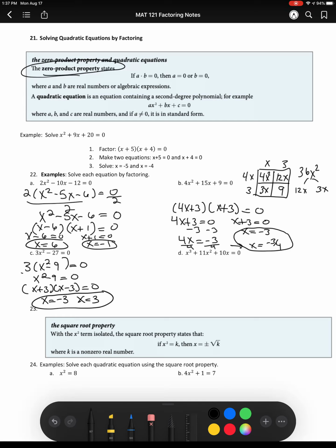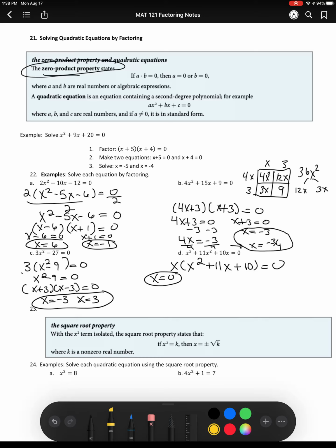Last one like this. For D, it's x cubed plus 11x squared plus 10x equals 0. I want to factor the x out of each one. So I'm left with x times x squared plus 11x plus 10 equals 0. Now this time the x does matter. That one is going to just get set equal to 0, and that's one of our answers.